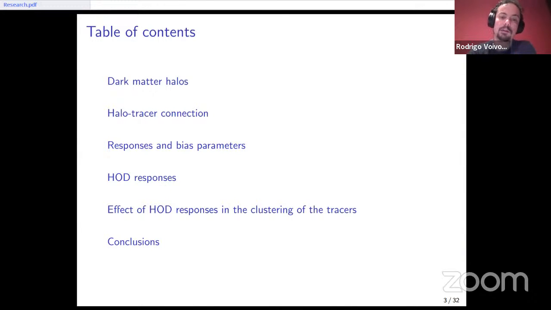So I will start with a quick introduction to dark matter halos and how we can use them to constrain cosmology or to describe the distribution of matter in the universe. Then I will move to the halo-tracer connection: how we can use the information that we already have about halos to construct some information about one specific tracer. Then I will explain what the response is and what the relation is between the response and the bias parameters. Then I finally go to the results of the paper, starting with the measurements of the HOD response, and then how the HOD response affects the clustering of the galaxies and the clustering of the gas. Then I will finish with the conclusions.